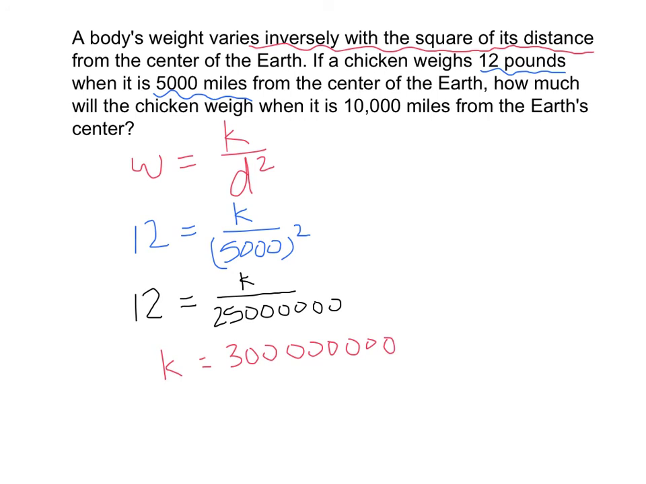Now that we have our 300 million, we can write our equation. Weight equals 300 million divided by the distance squared. So now that we have this equation, we can finish answering the question. How much is this chicken going to weigh when it is 10,000 miles from the Earth's center?